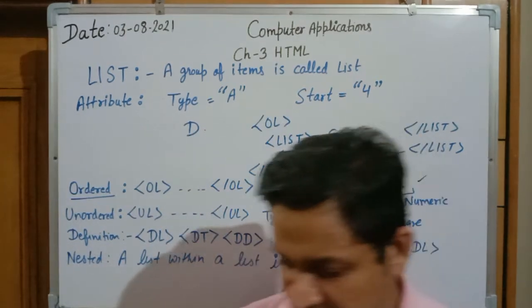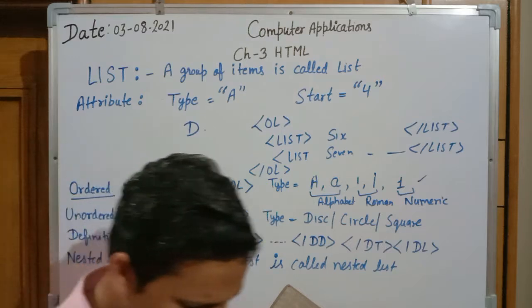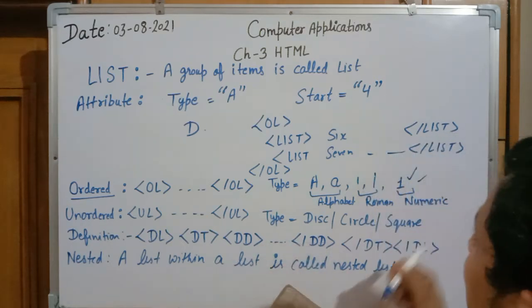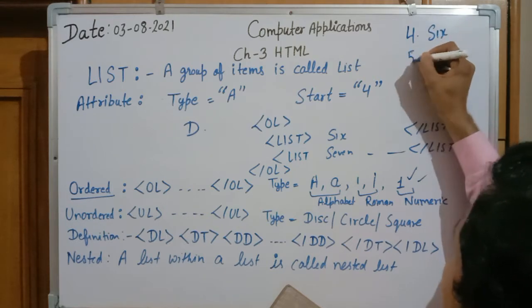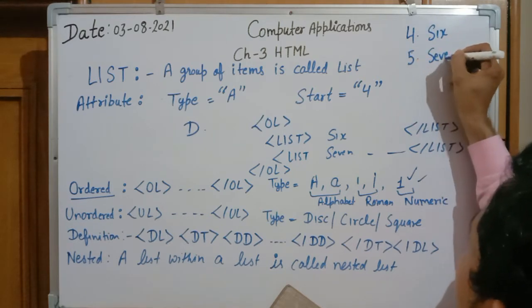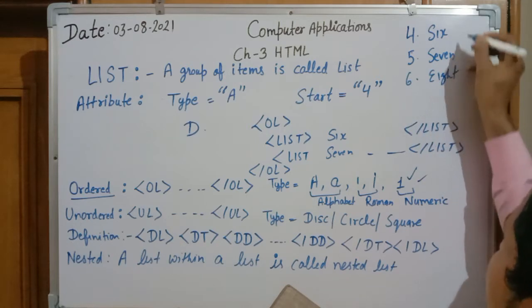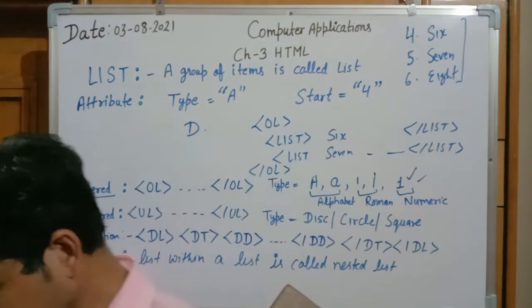So 3 items are used in program number 12 and the type is not mentioned, but the starting position is mentioned as 4. So by default the type of list that is used is numeric value, and it is starting from the 4th position. So what will be the result? 4, 5, 6 are the numbers, with items 6, 7 and 8. It is the output of your program.